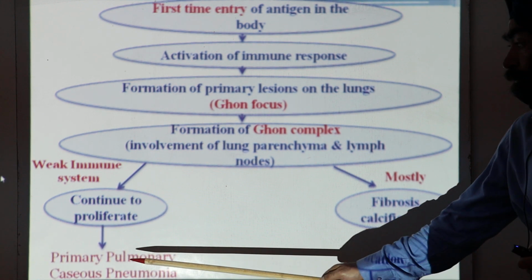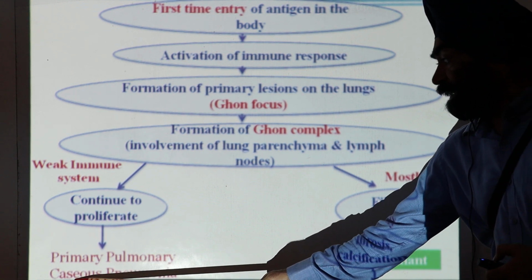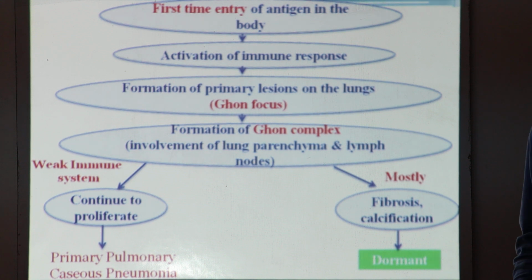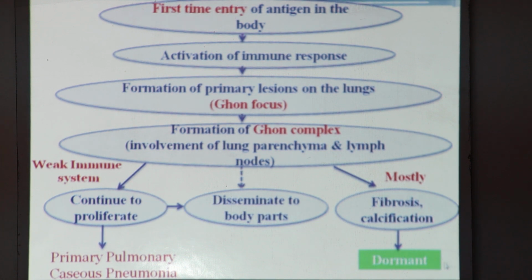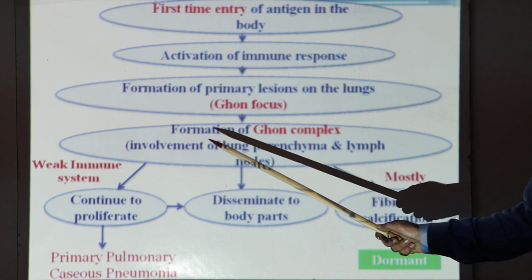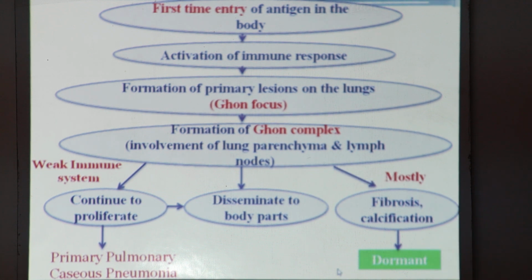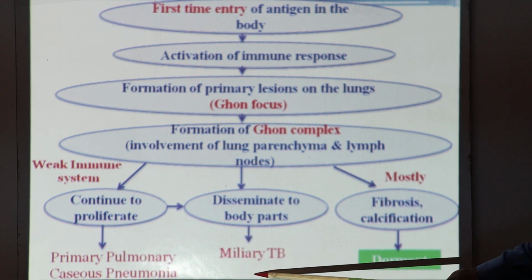So it will lead to primary pulmonary caseous pneumonia. That means the disease continues to proliferate in the lungs. Moreover, the disease will be disseminated to other body parts. Plus, it can be directly gone focus to disseminate, and ultimately it can lead to Miliary tuberculosis.